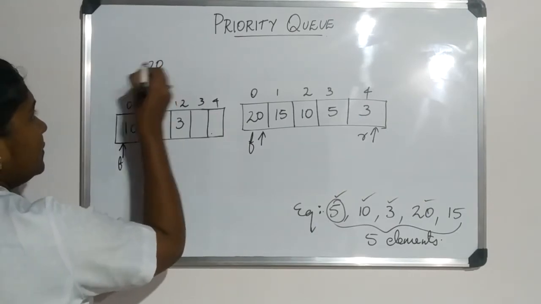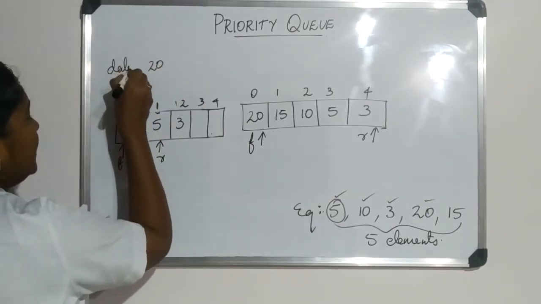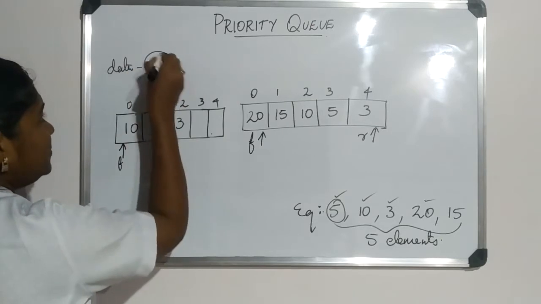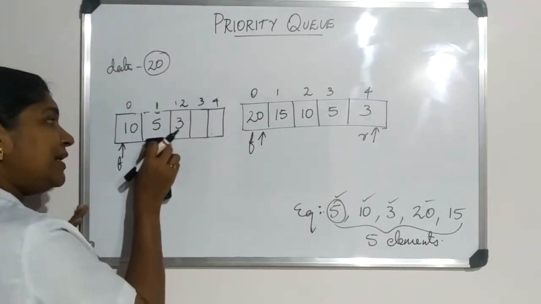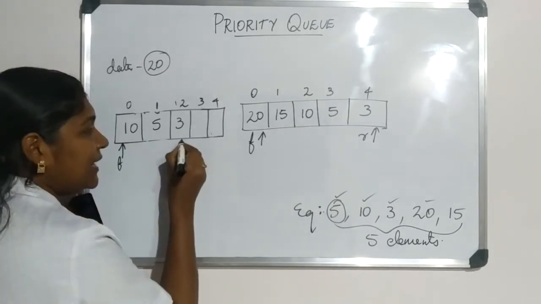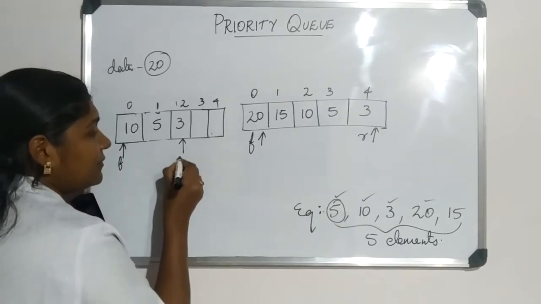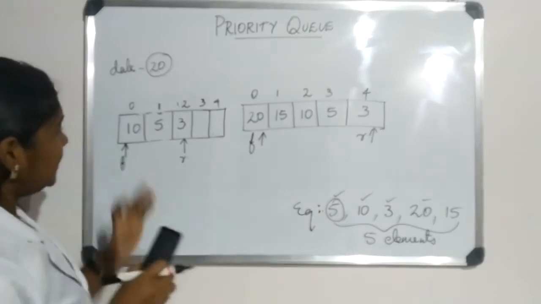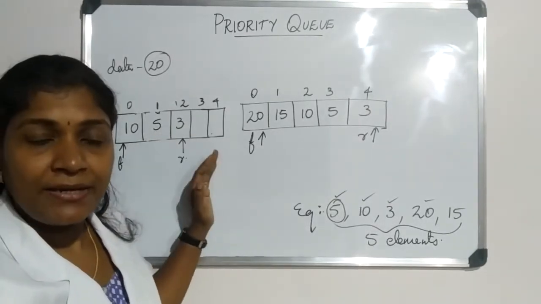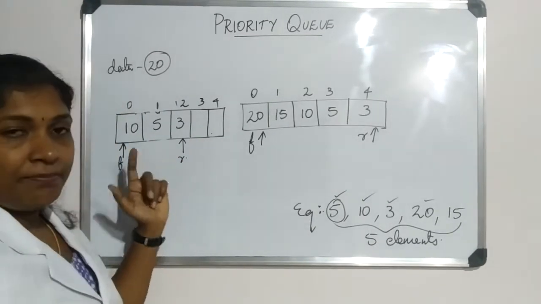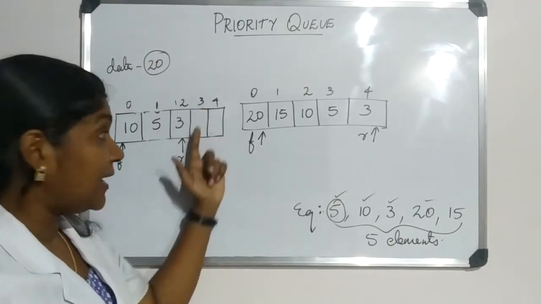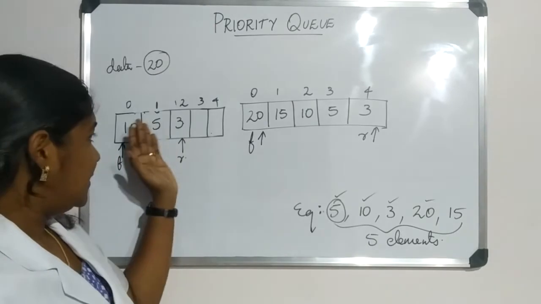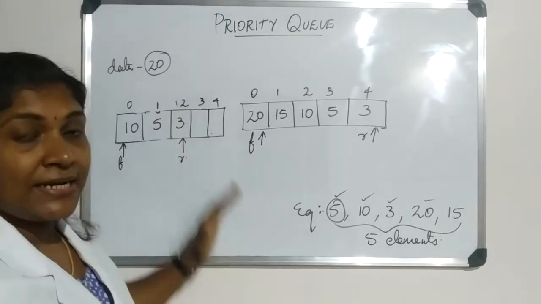So in the next iteration, our element is 20. So after occupying 3 here, we need to update the value of R. Okay, each time after entering each element into our queue, we need to update the position of R so that it points to the last position's element. The last position which contains the element.